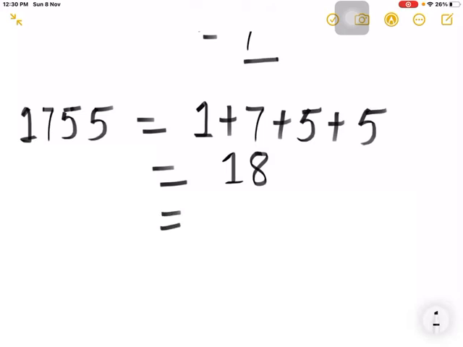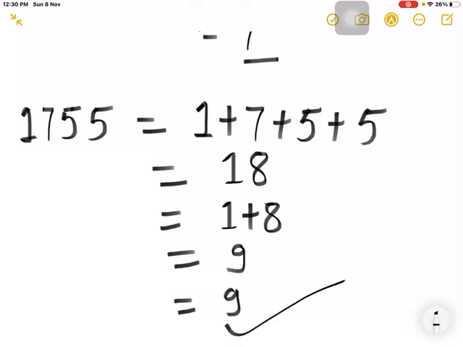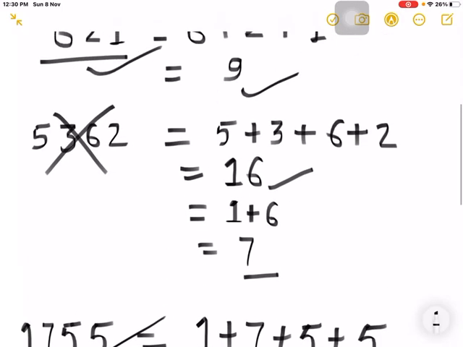18 means we have to know whether 18 is divisible by 3 or not. If you see the table of 3, 3 sixes are 18. So if you add this again, 1 plus 8 is 9. So 9 is divisible by 3, which means the whole number is divisible by 3. Understood, everyone? So I hope you understood the divisibility rule for 2 and 3.